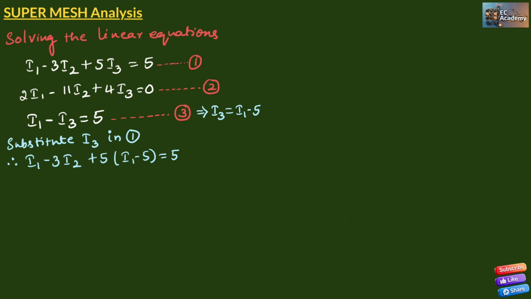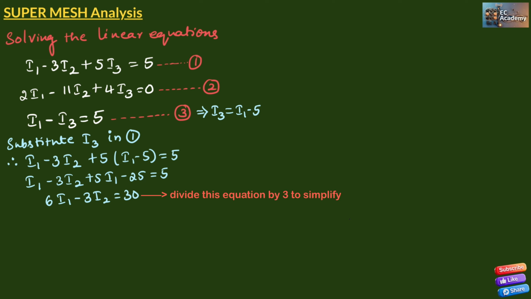Let us expand this equation. We'll get I1 minus 3 I2 plus 5 I1 minus 25 is equal to 5. So we can write the above equation as 6 I1 minus 3 I2 is equal to 30. Therefore, we can write 2 I1 minus I2 is equal to 10. Let us take this as equation number 4.